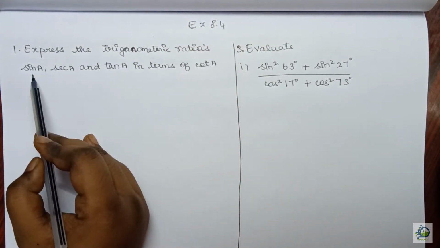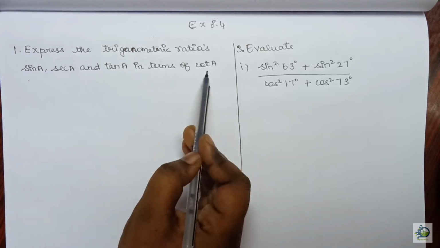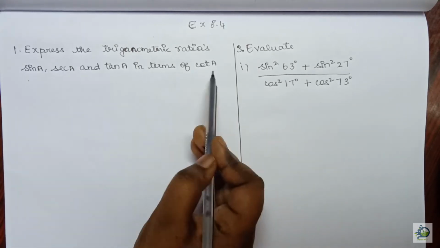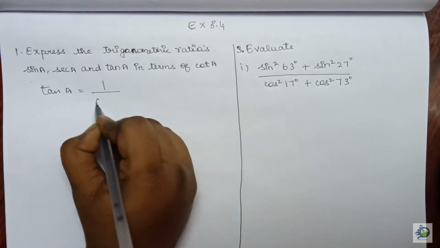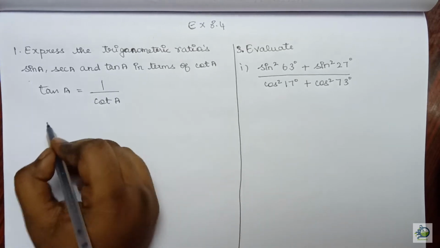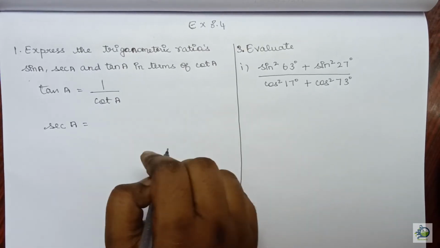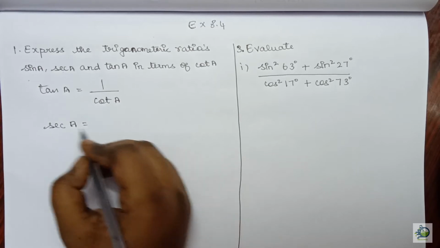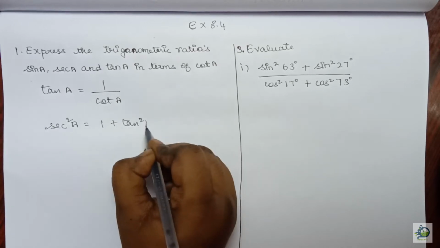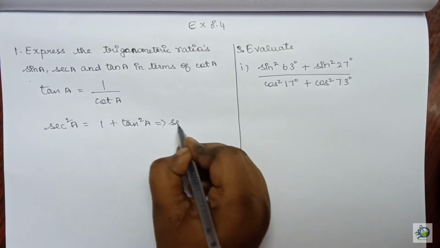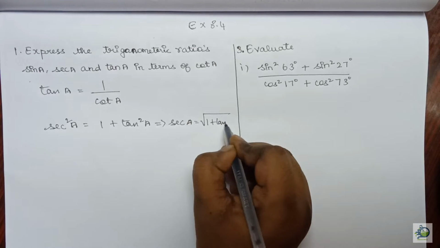Express the trigonometric ratios sin A, secant A and tan A in terms of cot A, which means we have to write sin A in terms of cot A, secant A in terms of cot A and tan A in terms of cot A. We know that tan A can be written as 1 by cot A, and for secant A we know that secant squared A can be written as 1 plus tan squared A, which implies that secant A, when the square goes to that side, becomes root of 1 plus tan square A.